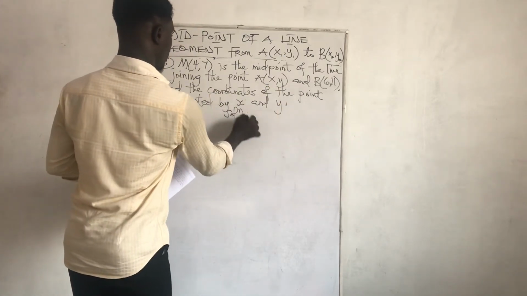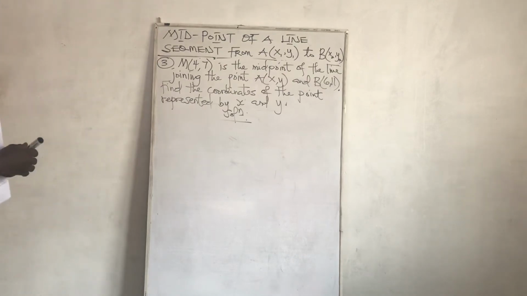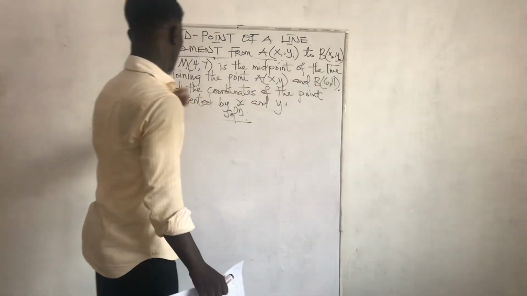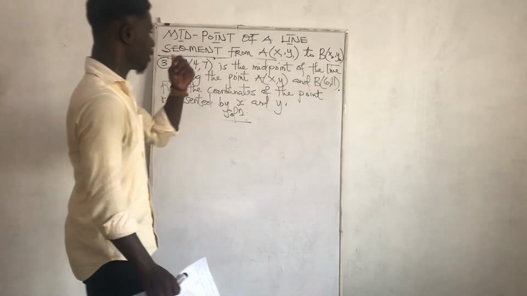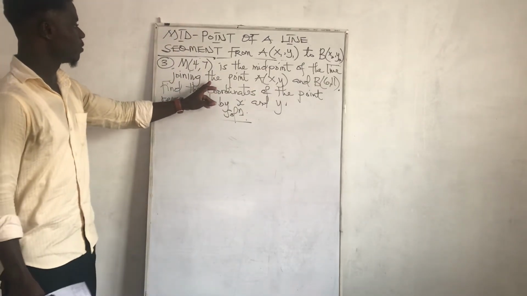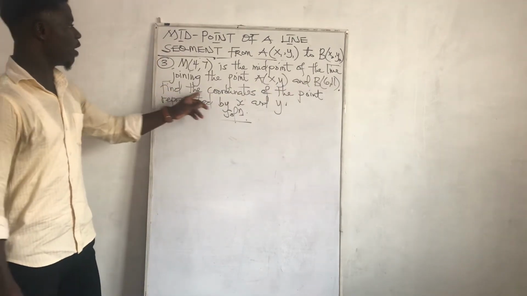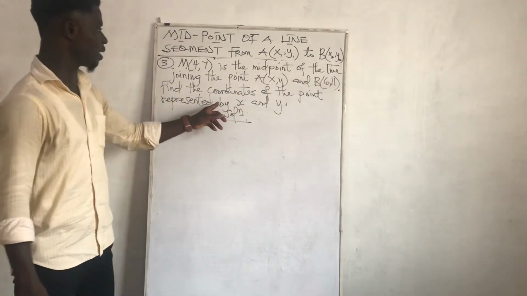So we have the question as shown on the board. Midpoint M(4, 7) is the midpoint of the line joining the points A(x, y) and B(6, 11). Find the coordinates of the points represented by x and y.